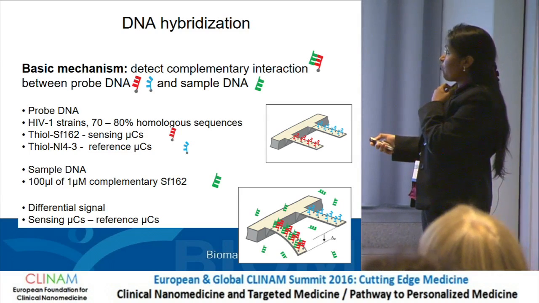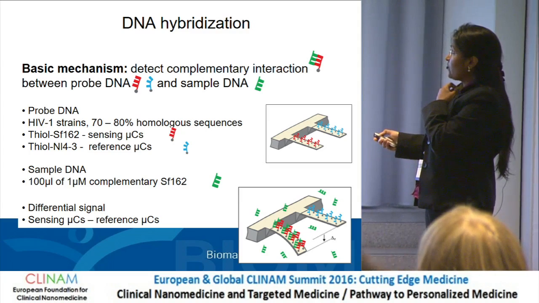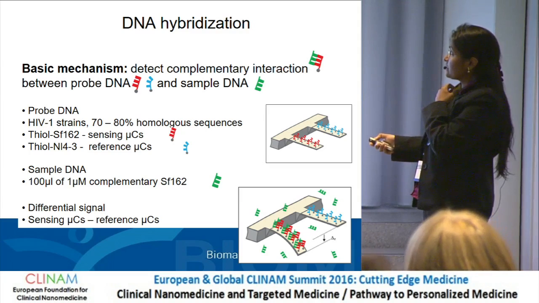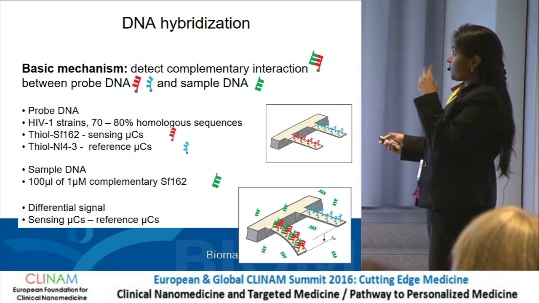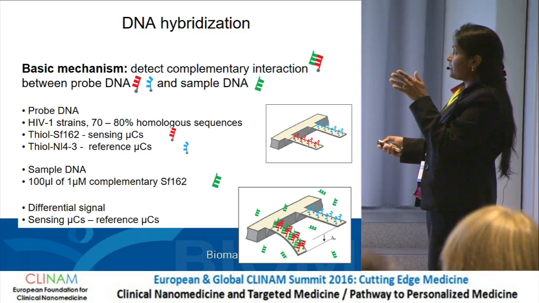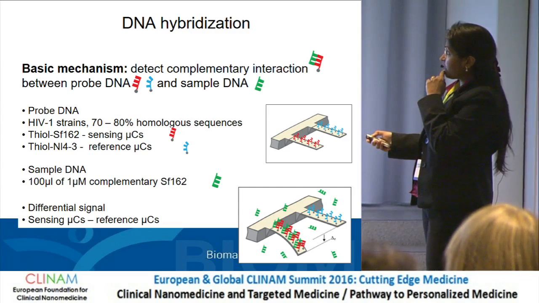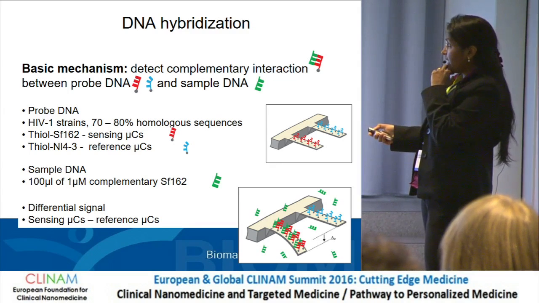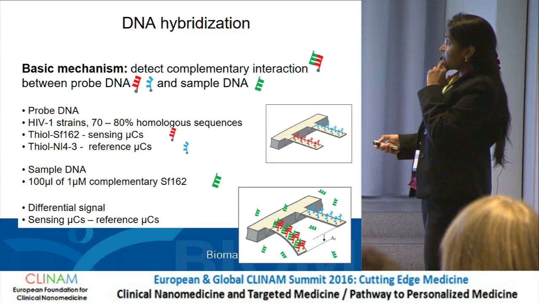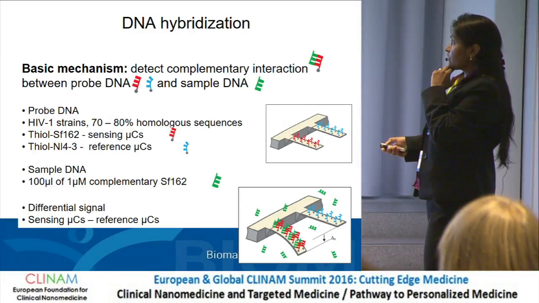One is the SF162, and the other one was the NL40. These are HIV strands. And then we had this sample DNA, which was complementary to the red one, that is the SF162. Out of the 8 cantilever fingers, we had all the even numbers, 4 of them functionalized with SF, and 4 functionalized with NL. Then we had a sample of 100 microliter of 1 micromolar SF162, and we measured the differential signal between the 2 different cantilever arms.